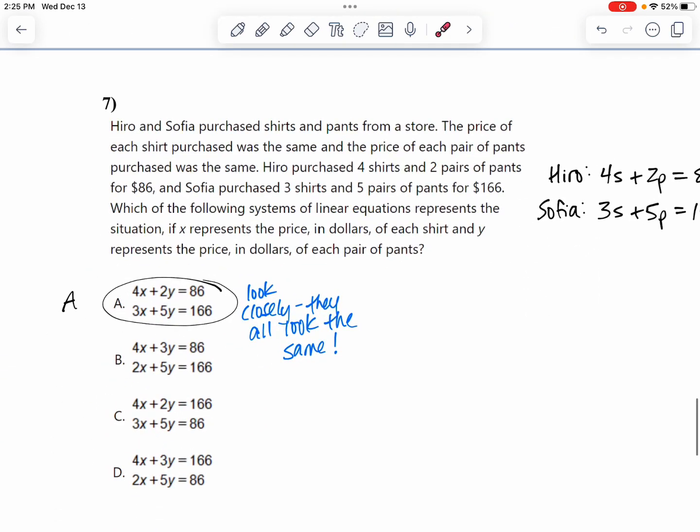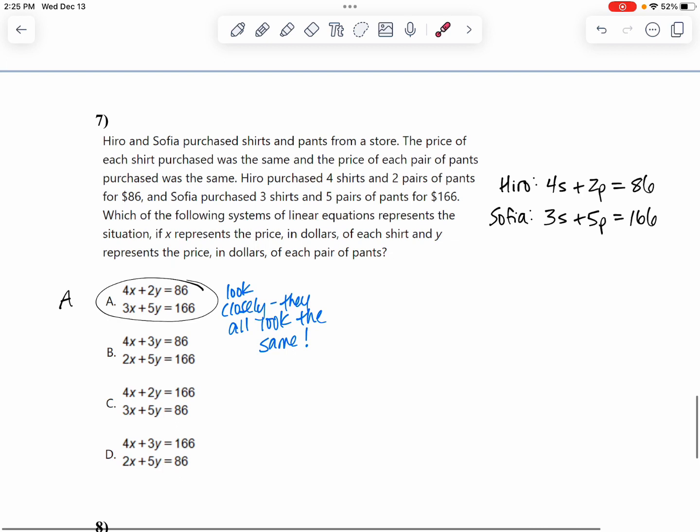Okay, number 7. This is what I was talking about when I said writing an equation. The very last thing at the top of your page, we wrote group your problems together. In this case, we have this person, Hero, and this other person, Sophia, and they are purchasing shirts and pants. Instead of X's and Y's, which it's fine if you want to use X's and Y's, they did here, but I think it's easier to do S and P for shirts and pants. So anyways, it says Hero purchased 4 shirts and 2 pants for $86. I'm writing an equation out of that. I have 4S for 4 shirts, I have 2P for 2 pants, and I have $86.